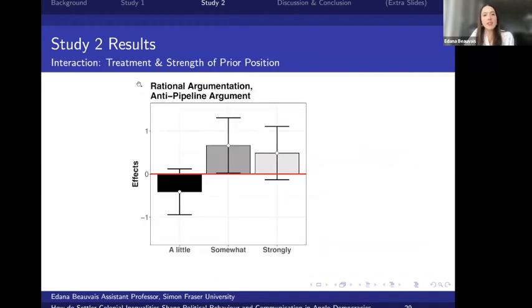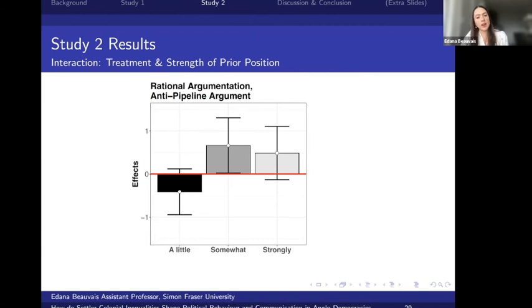And I did find evidence of a significant interaction among respondents who are pro-pipeline and who got the rational counter-argument. So among people who were initially pro-pipeline, if they had stronger opinions on the pipeline and they got the rational legal counter-argument, they expressed significantly more resentment towards Indigenous peoples as compared to those who got the placebo. And this is not true for those who got the personal storytelling counterargument.